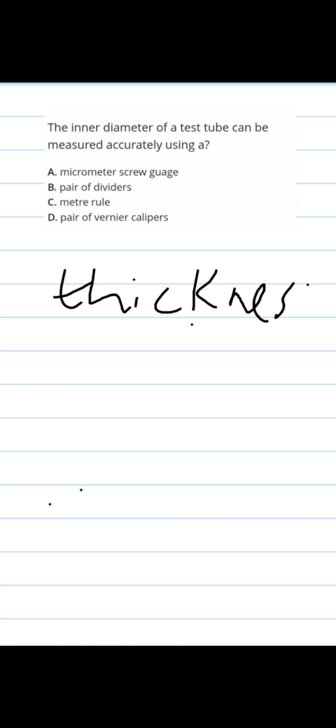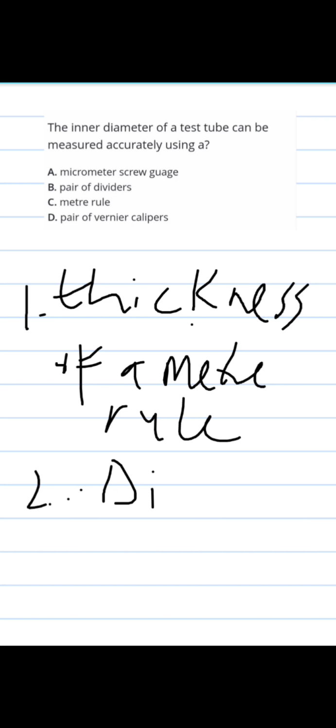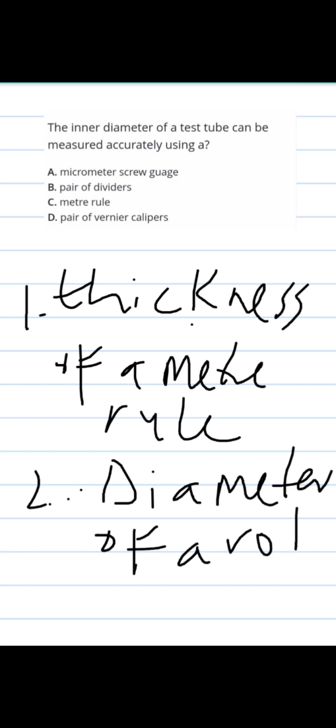If you want to get the thickness of a meter rule, you use the vernier caliper. Then if you want to measure the diameter of a rod, measuring the diameter of a rod, you use the vernier caliper.